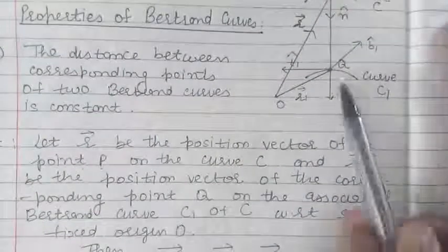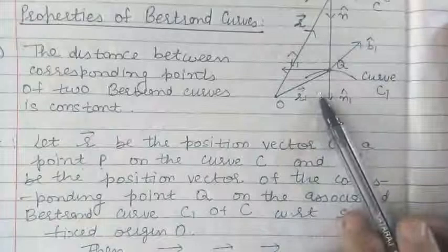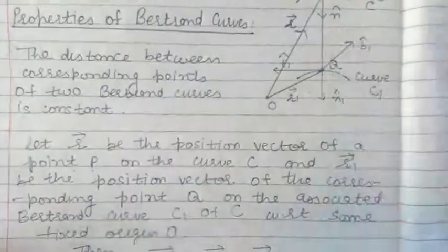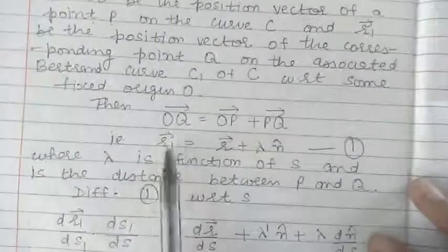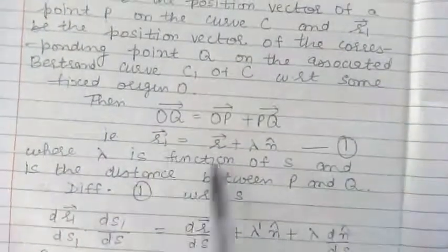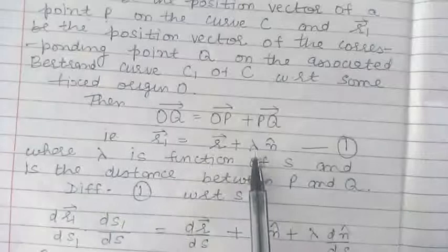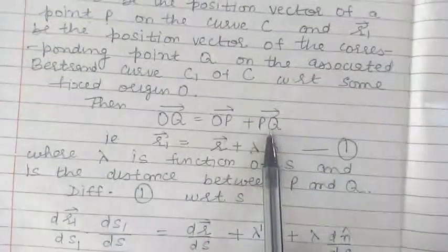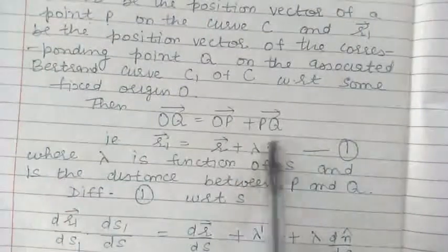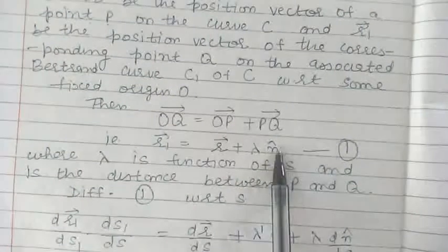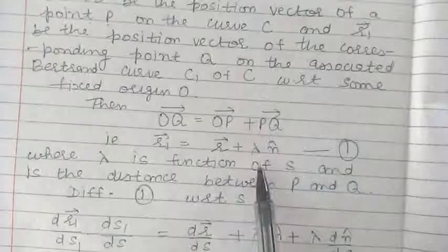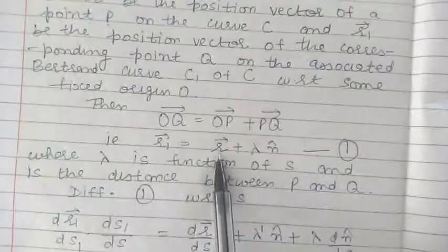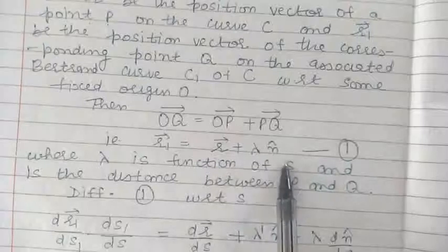Now what is vector OQ? That is vector R1, vector OP is vector R, and vector PQ is vector N. So substituting the values here, we get vector R1 is equal to vector R plus vector PQ. Now because the vector PQ is along n cap, its direction is given by n cap, and the magnitude of the vector PQ we have taken as lambda. So vector R1 is equal to vector R plus lambda into n cap.